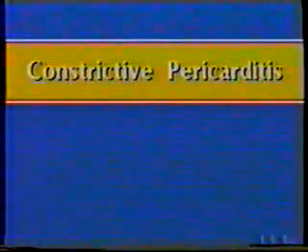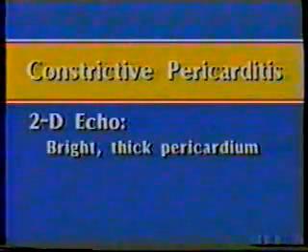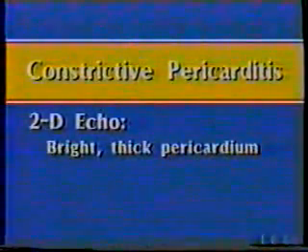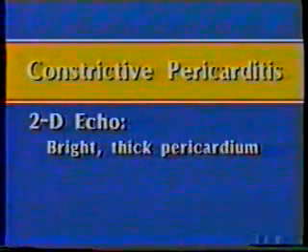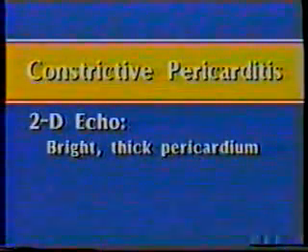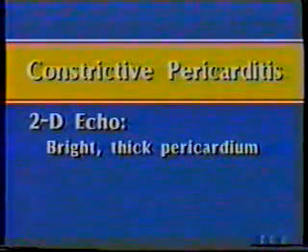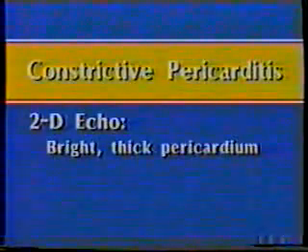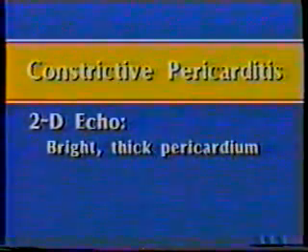In patients with constrictive pericarditis, 2D echocardiography may demonstrate a bright, thickened pericardium. However, it is often difficult to obtain clear definition of the edge of the pericardium that is adjacent to lung. Because of this, 2D echo cannot usually be used to precisely measure pericardial thickness.